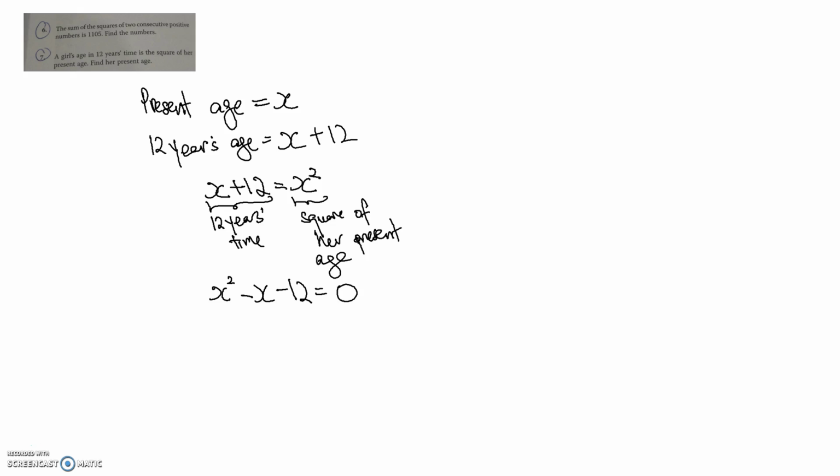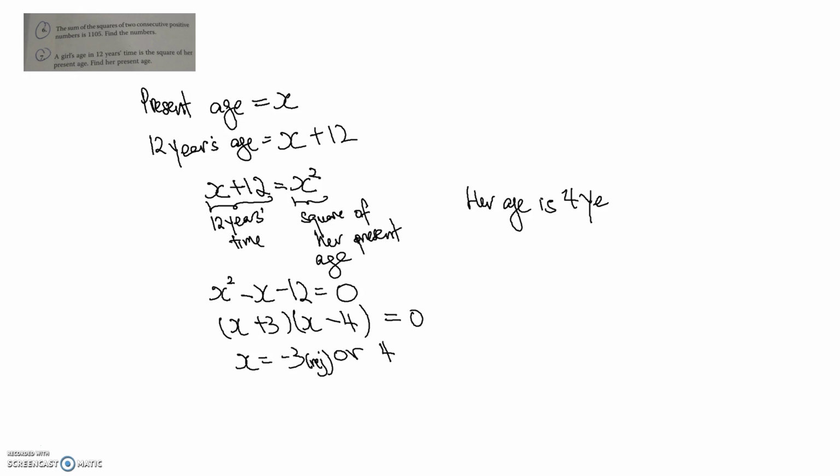Once again we are solving for x, which is her present age, and we do this by factorizing. I think it's quite clear that the factors are minus 4 and 3, so x equals minus 3 or 4. We have to reject one answer here, and we do need to check back on our answers. We reject minus 3 because intuitively there is no such thing as minus 3 years of age. Therefore her current age is 4 years old.